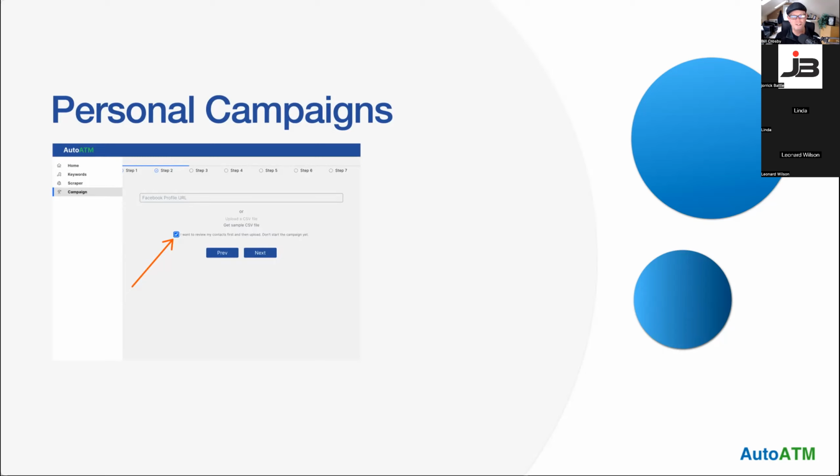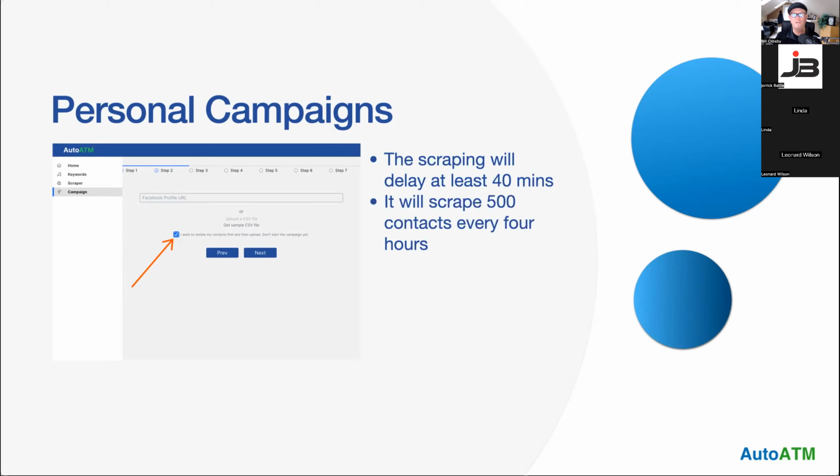Then, of course, you would just start the campaign by clicking any of the multiple different ways to restart a campaign, either through the interface that you see here or through the drop-down interface. Both will do the same exact thing. The scraper will delay about 40 minutes, and it'll scrape 500 contacts every 4 hours. Let it run until all the contacts are in before you start deleting. It might take a few days if you have a lot of contacts to get all those in there.